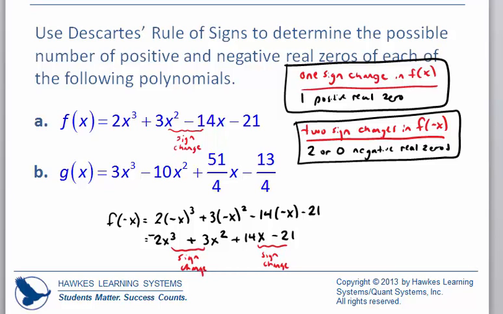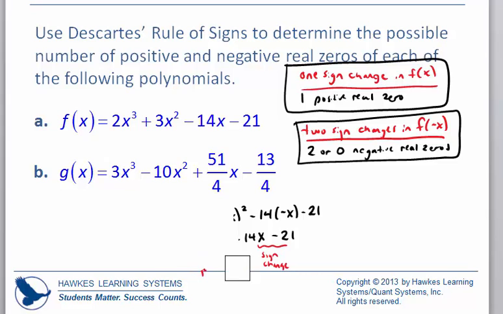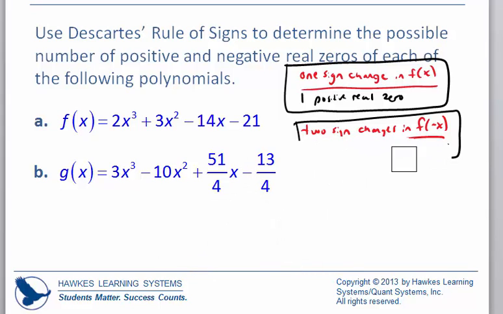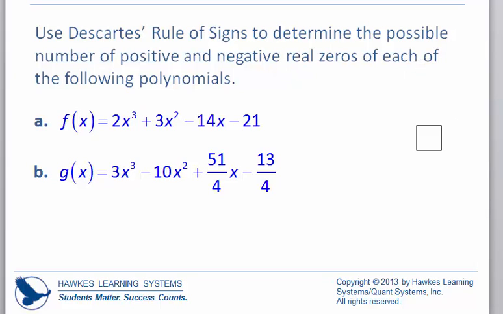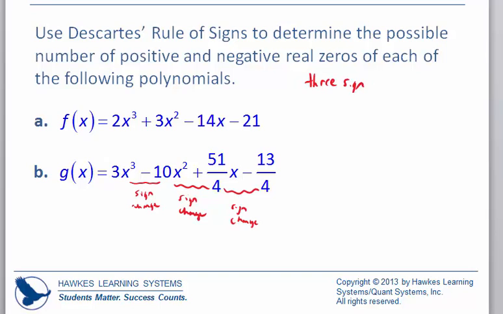Okay, so let's go through this one more time with our second example, part B. The first thing that we're going to do is look for sign changes in the original function. We start positive, we change to negative. That's one sign change right there. We're negative, we go to positive. There's another sign change. We are at positive, we go to negative. That's the third sign change. So we have 3 sign changes in the original function, 3 sign changes in g of x.